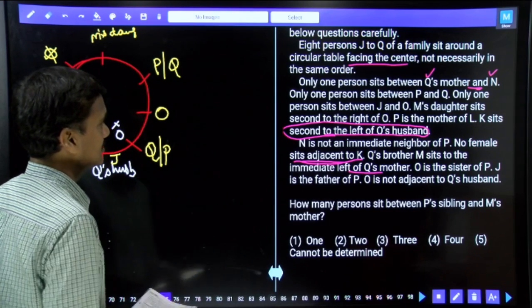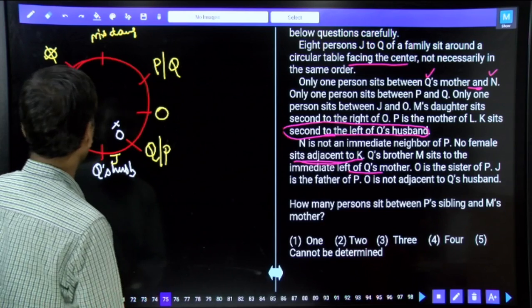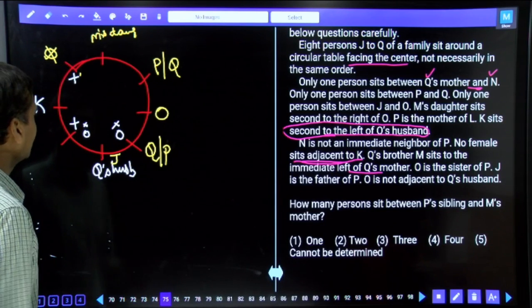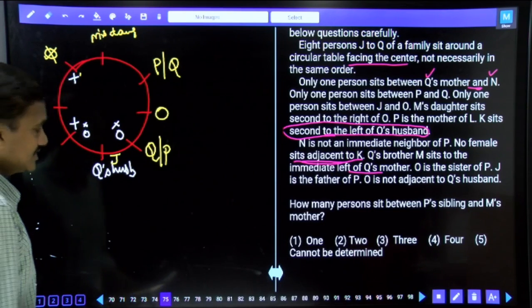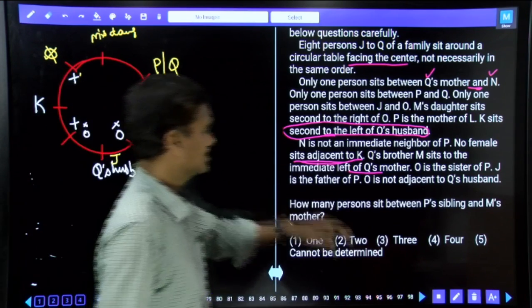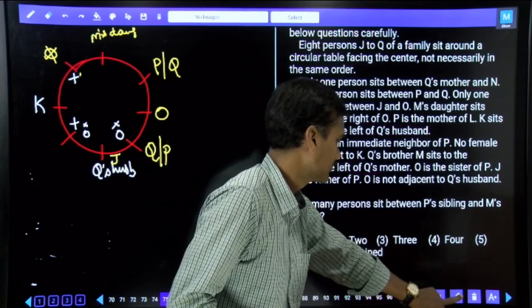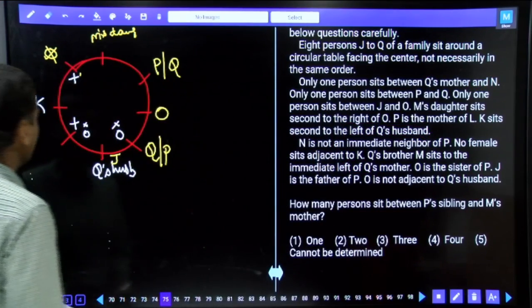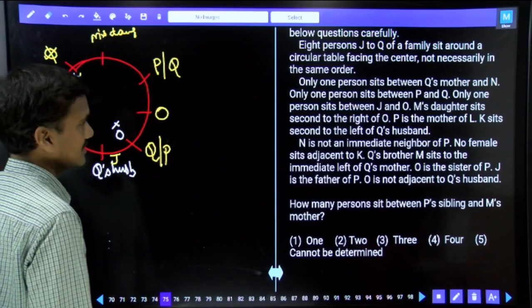Now only one person sits between Q's mother and N. Q's mother and N, there must be exactly one person. Then what is the gender of this N? Is N a male or a female? Anyone please? Now only one person between Q's mother and N. As of now, Q's mother is not known.